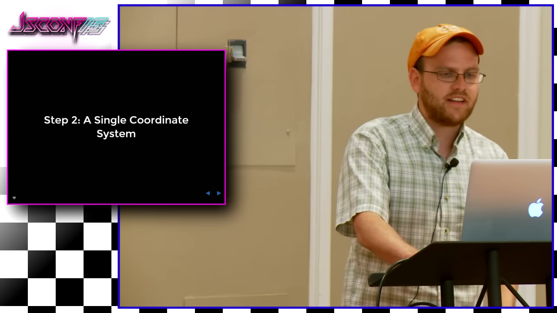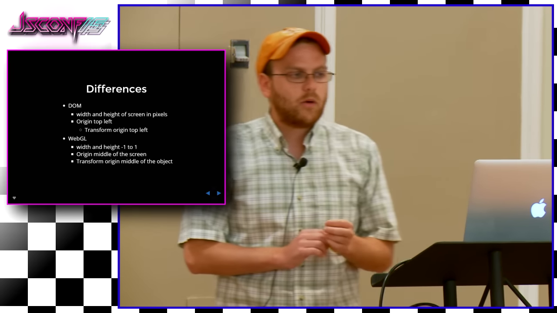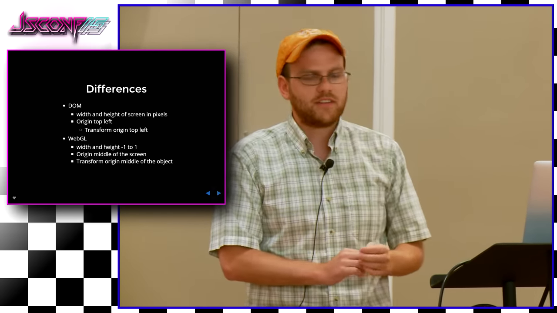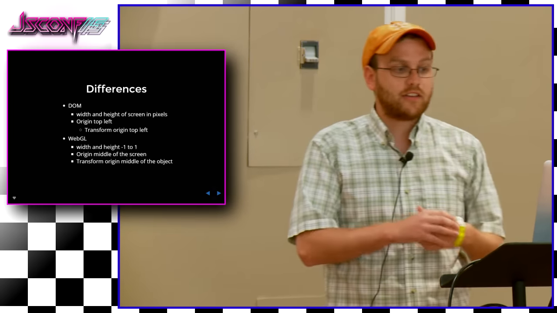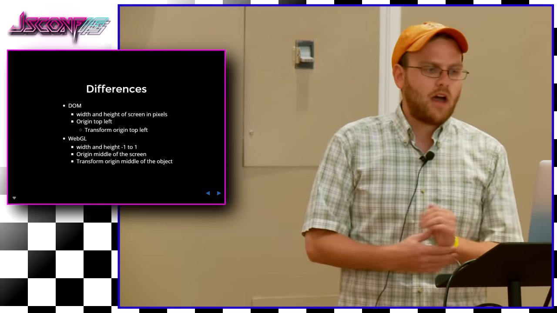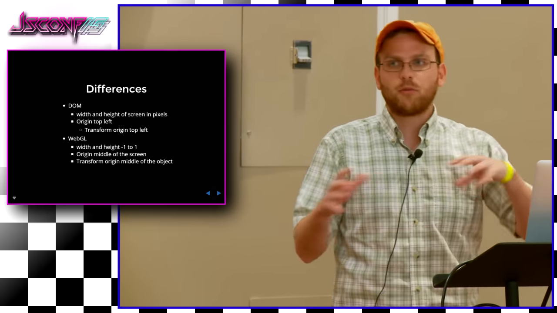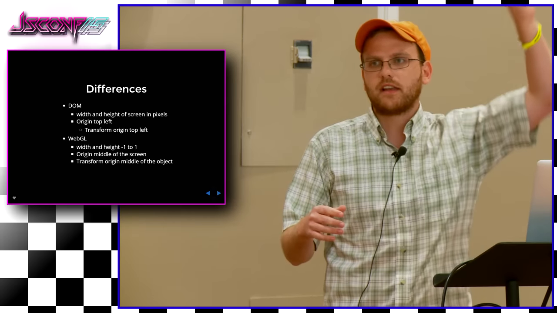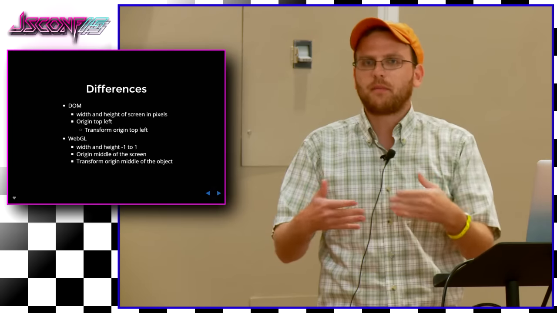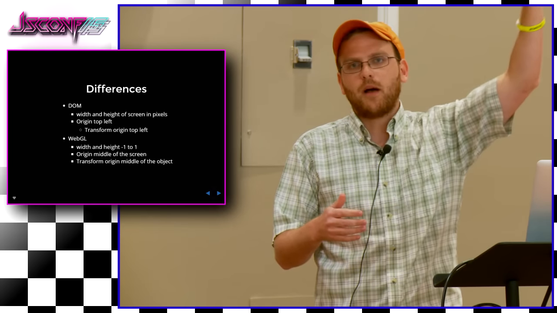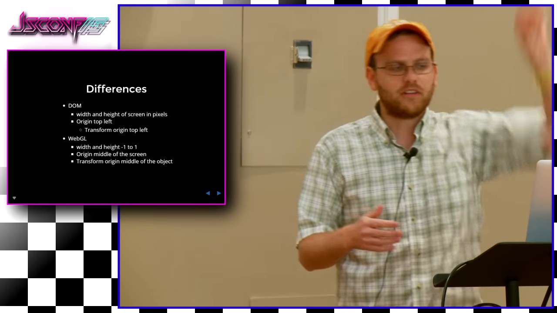And unfortunately, there's a lot of differences. So for the DOM, the origin of the DOM is the top left of your screen, and it's the width and height of the screen in pixels. And the transform origin of all of these DOM elements is the top left. So that's why when you put something at identity, it's up in the top left corner. Its top left corner is up there also.